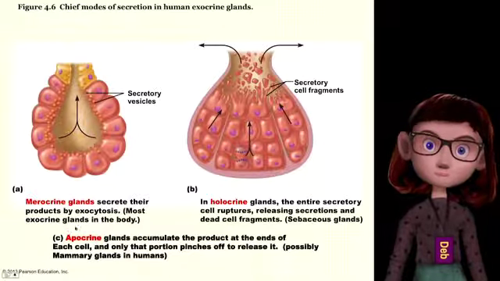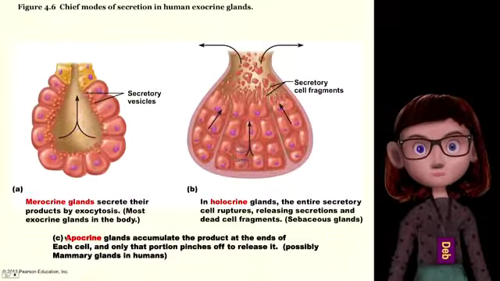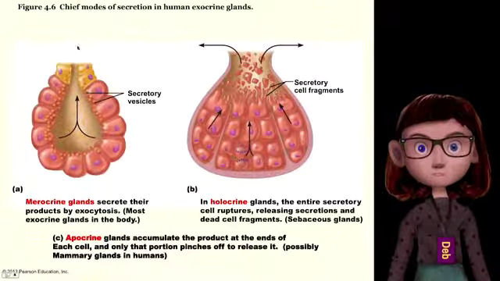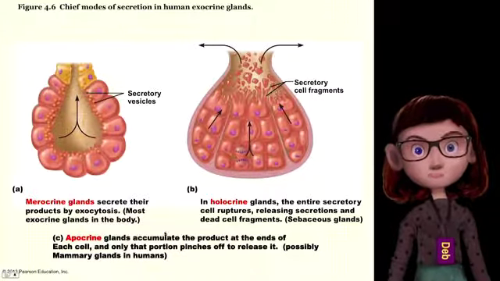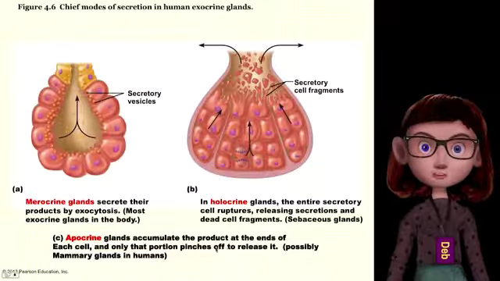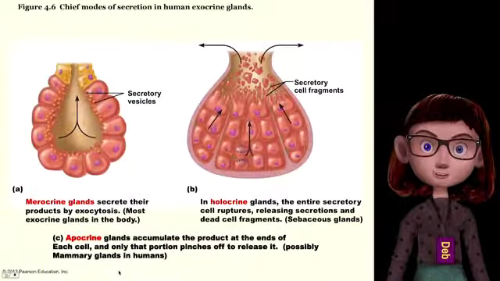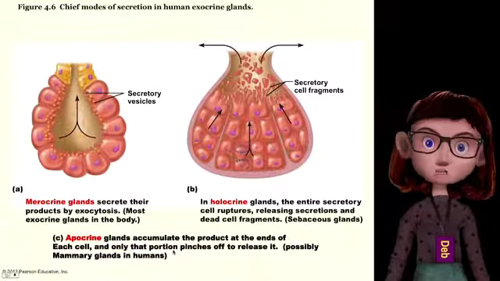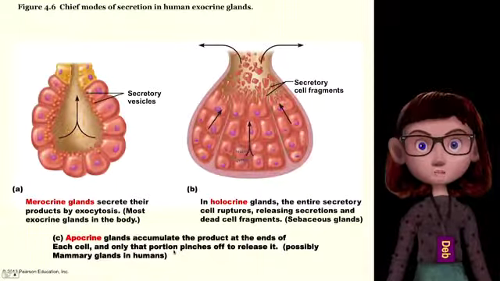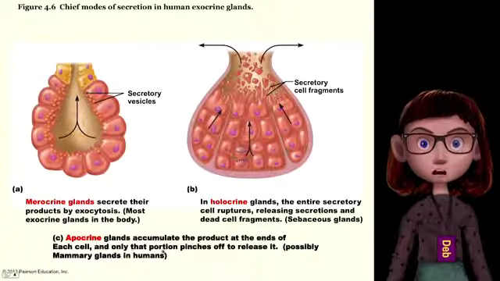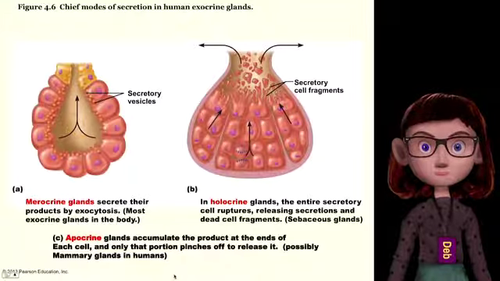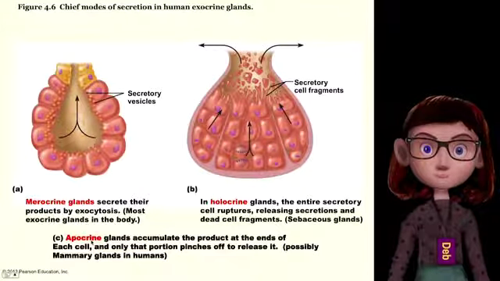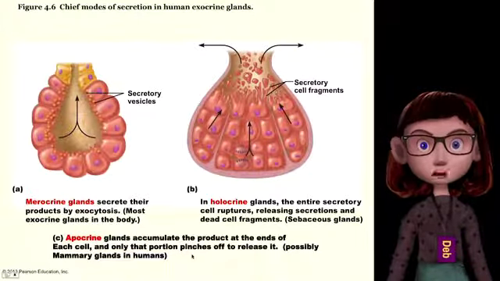There's a third type of exocrine gland based on how it secretes its product, and this is called an apocrine gland. These cells accumulate the product at the ends of each cell, and only that portion that contains the product, it'll pinch off to release it. Some scientists think that humans don't have any apocrine glands, but others argue that mammary glands in humans may be a type of apocrine gland.